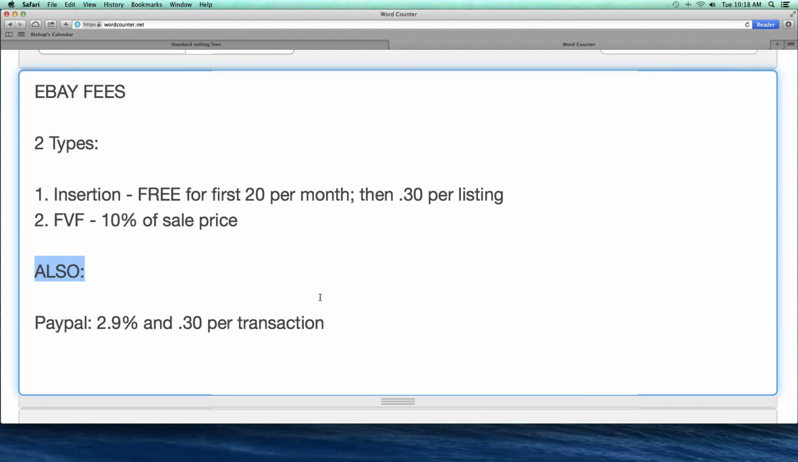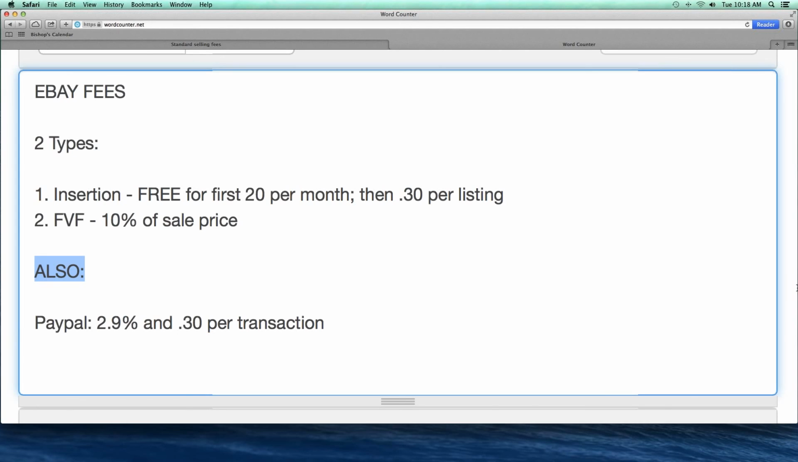And don't be frustrated with it. They're not raking you over the coals. It's a fair amount. That's a pretty standard transaction fee from PayPal. And eBay 10% is a very fair fee considering they do all the marketing and advertising for you. And that's it. It's as easy as that.